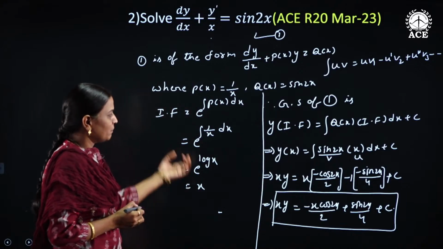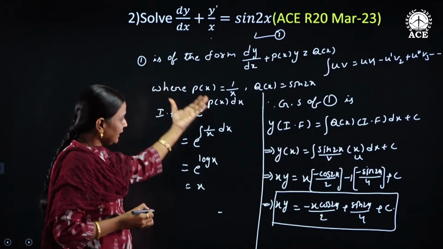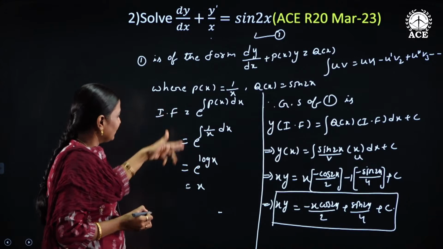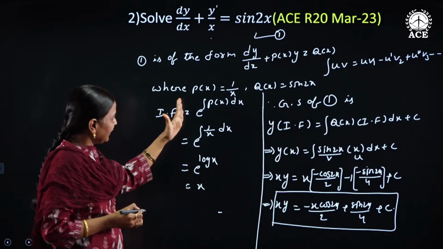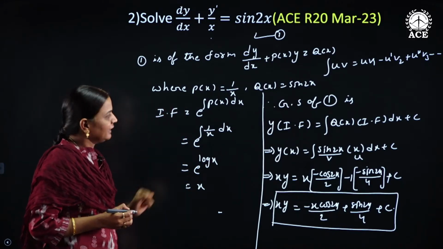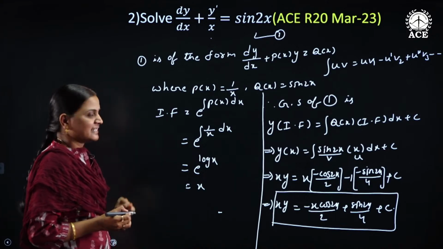In the examination also, present your solution in this form. Don't write the equals signs in a jumbled form. Write uniformly. Okay. So this is the solution of the second one.